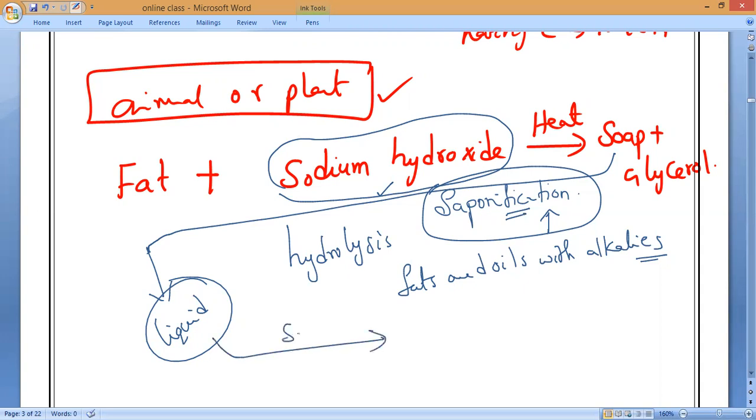Now, if you want to solidify it, what do you have to do, guys? You have to add impurities, yes or no? To solidify this soap, they add common salt, a particular calculated amount, not more. You have to add a perfect, calculated amount of common salt. Then the soap will convert into solid soap. That is what you have to remember.